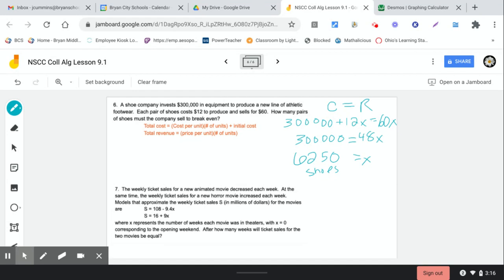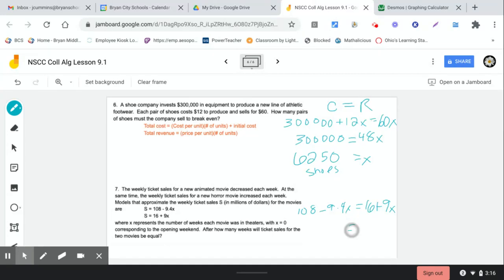All right, number 7. We have ticket sales for this new animated movie that are decreasing. At the same time, ticket sales for a new horror movie are increasing. And we've got an equation for each of them listed there. So after how many weeks will ticket sales be equal? Well, these are already both solved for S, so all we have to do is use substitution. Basically, it means we're setting these equal. So we take the animated movie equation and set it equal to the horror movie equation. And all of a sudden, this is a really simple problem.